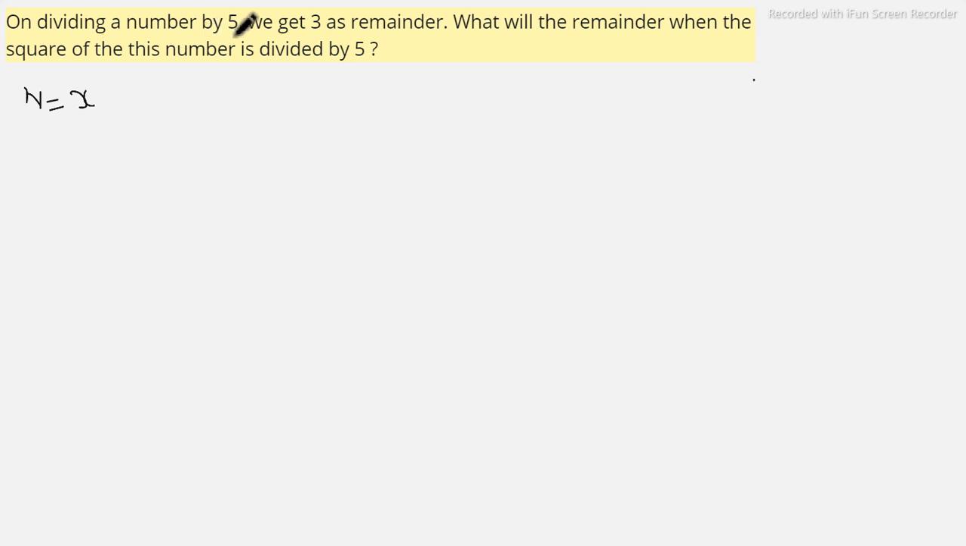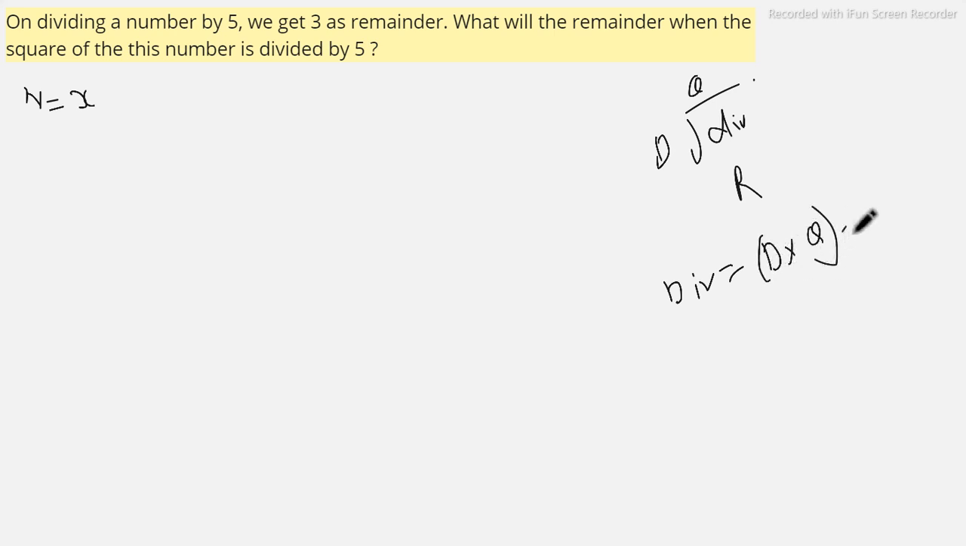On dividing a number by 5, we get 3 as remainder. So when we are dividing this number by 5, we are getting 3 as remainder. As discussed earlier, there is dividend, divisor, quotient and remainder. So dividend is equal to divisor into quotient plus remainder. This is the equation which you form.